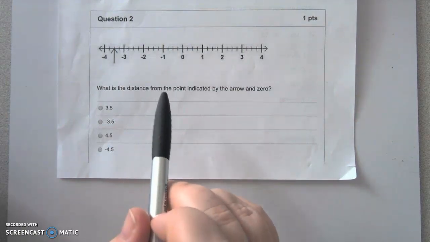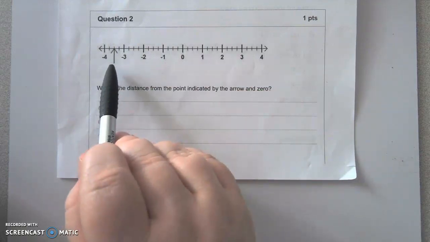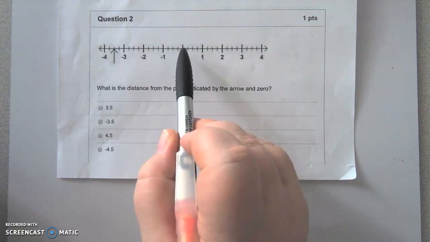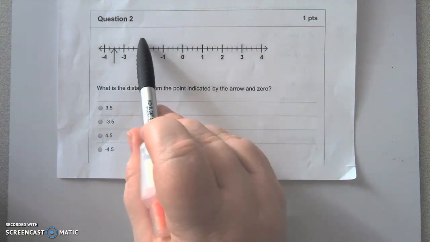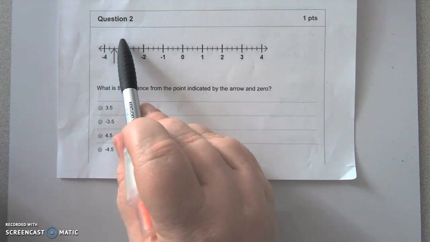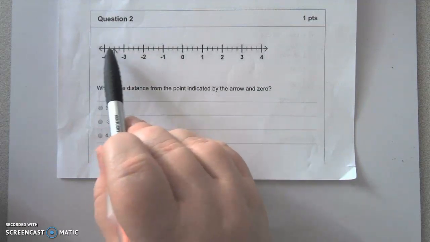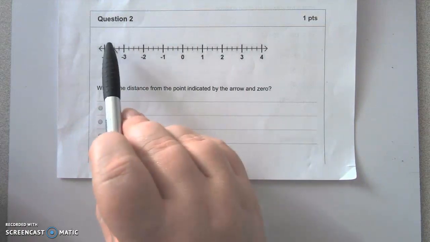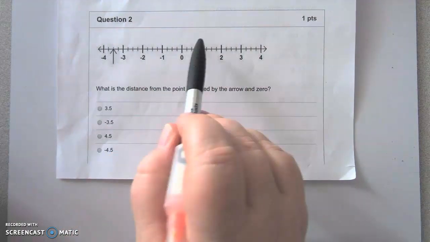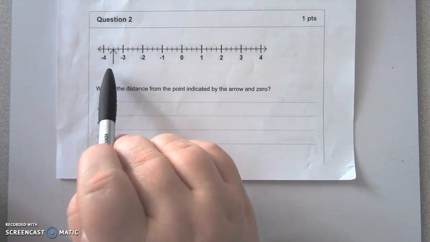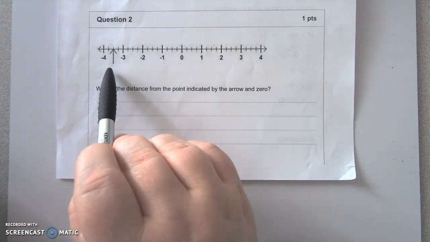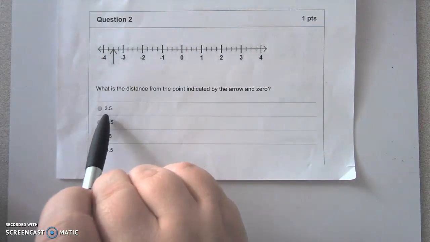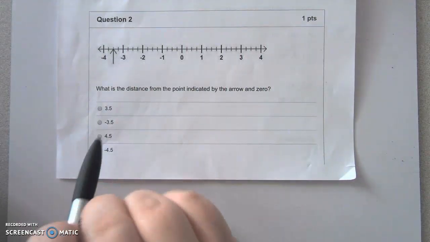So let's travel to the point that they indicated on this number line. 1, 2, 3, and then not quite all the way to 4. It's halfway between -3 and -4. So 3.5. We traveled a positive 3.5. We might have landed on a -3.5, but the distance traveled to get there was positive 3.5. So our answer would be here, 3.5.